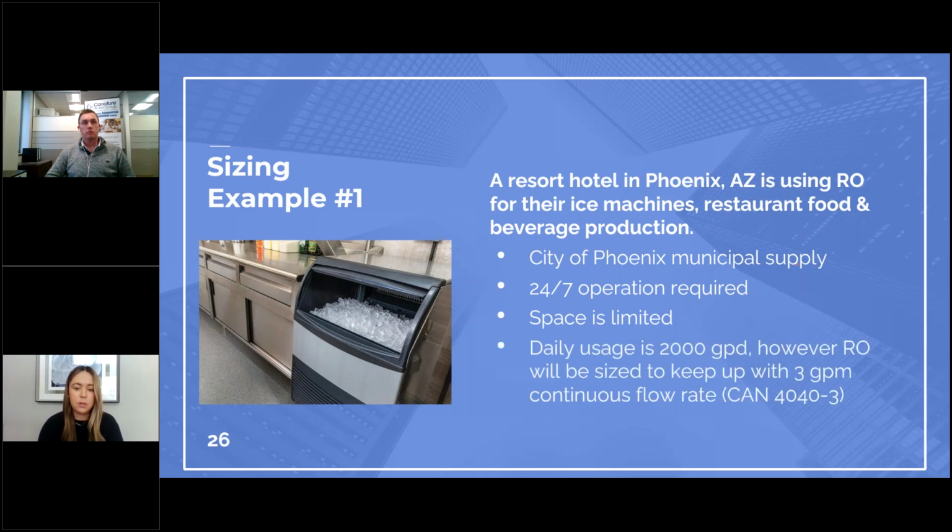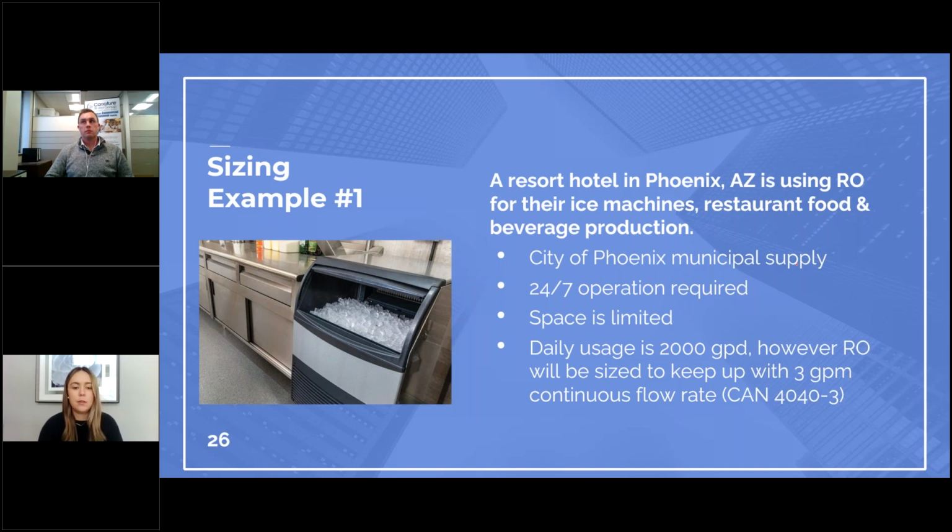And the daily usage here is going to be about 2,000 gallons per day. However, the RO will be sized to keep up with about 3 gallons a minute continuously. So in this case, we're going with a 3 gallon a minute RO system, an already sized CAN 4040-3.